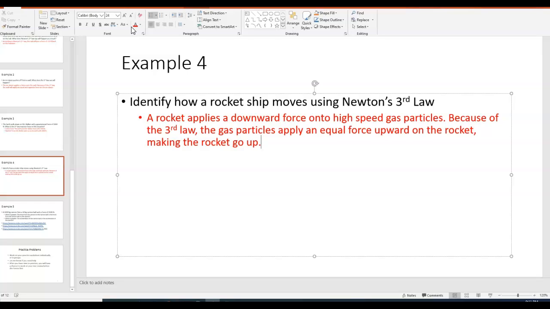So it's the exact same thing as recoil. The rocket applies the force one way, and the recoil from that pushes the rocket in the opposite direction. A lot of people think rocket ships push off of the ground, but it has nothing to do with pushing off of the ground. It has nothing to do with pushing off of the air. It's all about recoil, and that's how rocket ships can work in space, even if they don't have anything to push off of. So that is example 4.